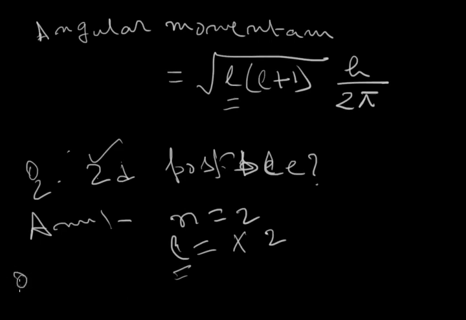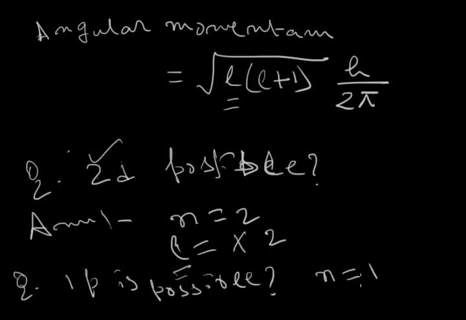Similarly, if a question is asked, is 1p possible? The answer is no. Because here n is 1, and when n is 1, L is always 0. L equal to 0 means S. So 1s is possible, but not 1p. So the 1p sub-energy level is not possible. 2d sub-energy level is not possible. 3f sub-energy level is not possible. 3s sub-energy level is possible.